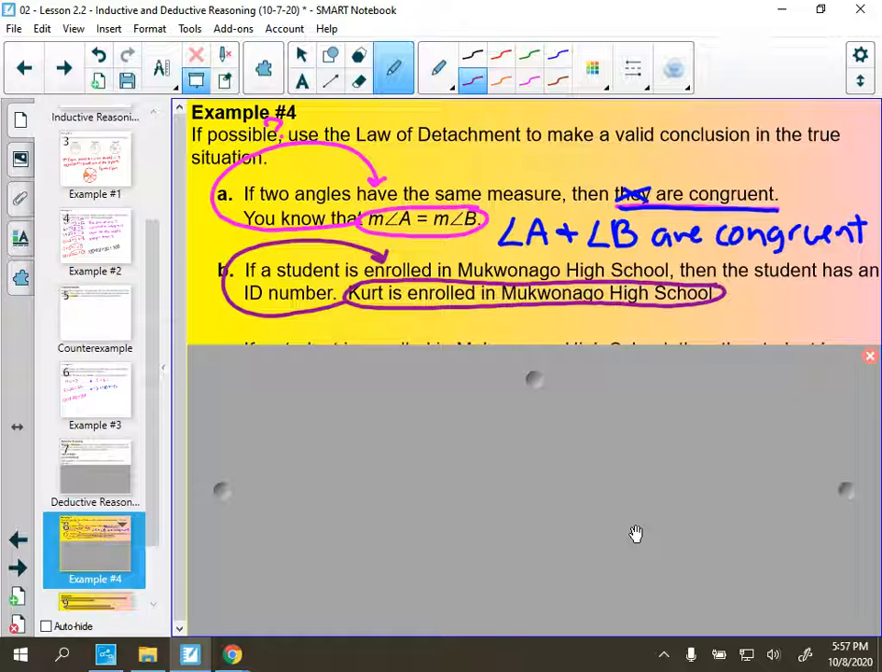So we can definitely make a conclusion here. It's the conclusion of the sentence. The only thing I'd ask you to do, just like before, instead of saying "the student," who is the student? Let's customize it for this situation. The student is Kurt, but then everything else I'm taking right off here: has an ID number.